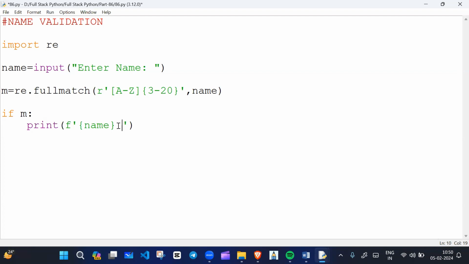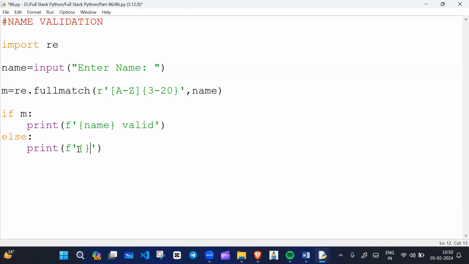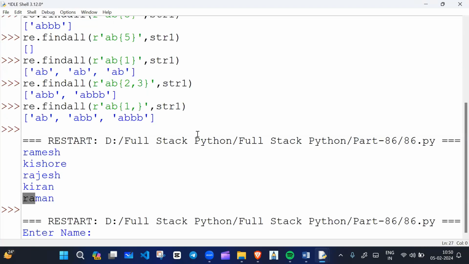Okay. Then what will we say? Valid. Else, what will we say? Print. This is an f string. F string, formatting a string, we are using in order to print the string. Name is invalid. Right. Okay, so what is our program? Name validation. If the name contains A to Z symbols of length 3 to 20, this is a valid name. Otherwise, it is an invalid name.